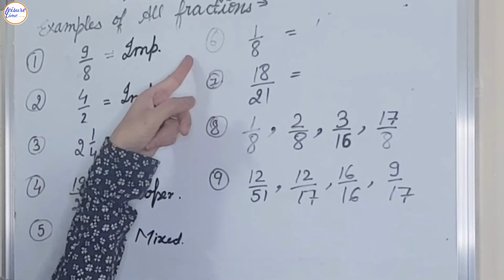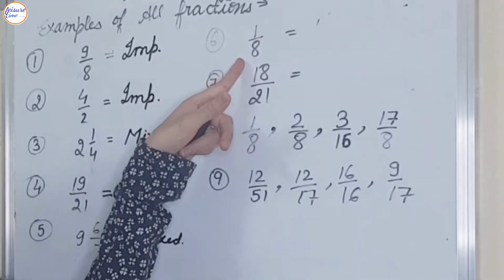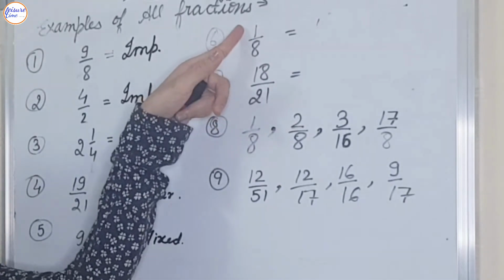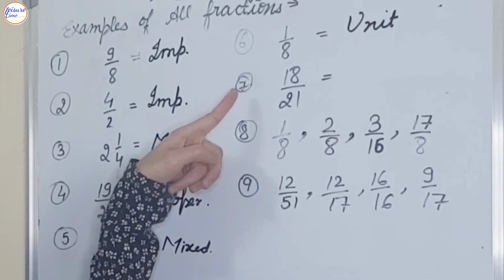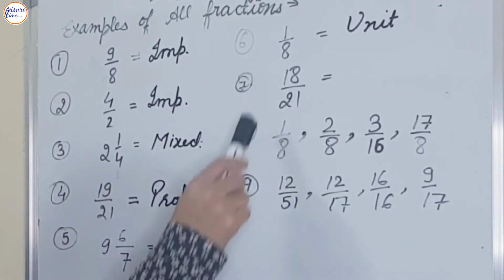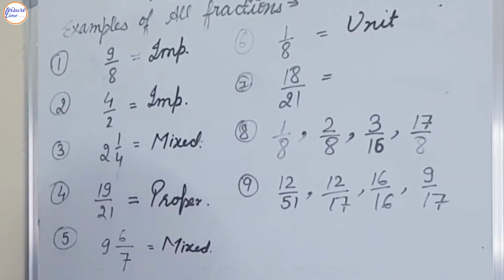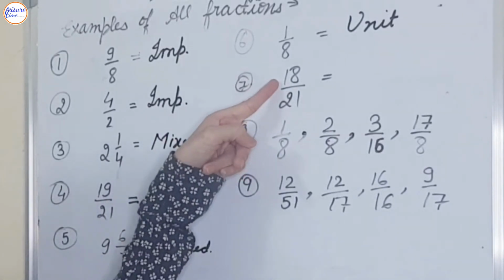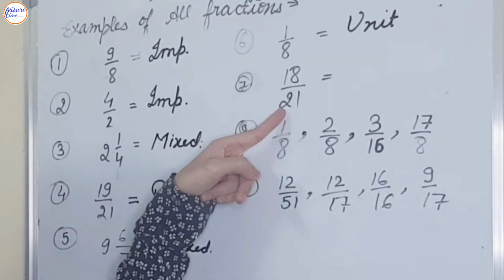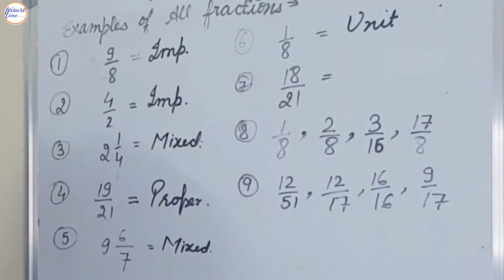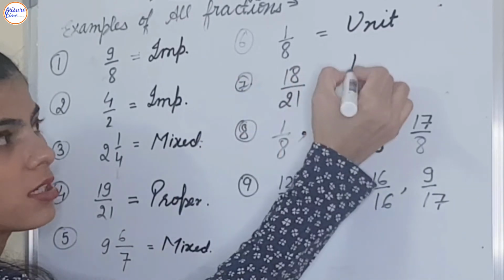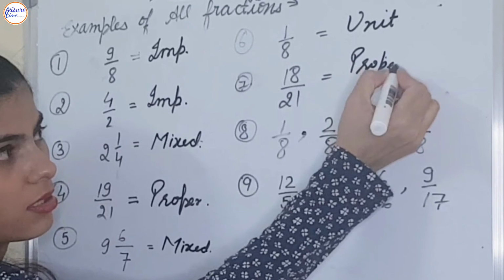Now example number 6, 1 divided by 8. The numerator's value is 1, so this kind of fraction is a unit fraction. Example number 7, 18 divided by 21. 18 is the numerator and 21 is the denominator, where 18 is less than 21. It means the numerator is less than the denominator, so this kind of fraction is a proper fraction.